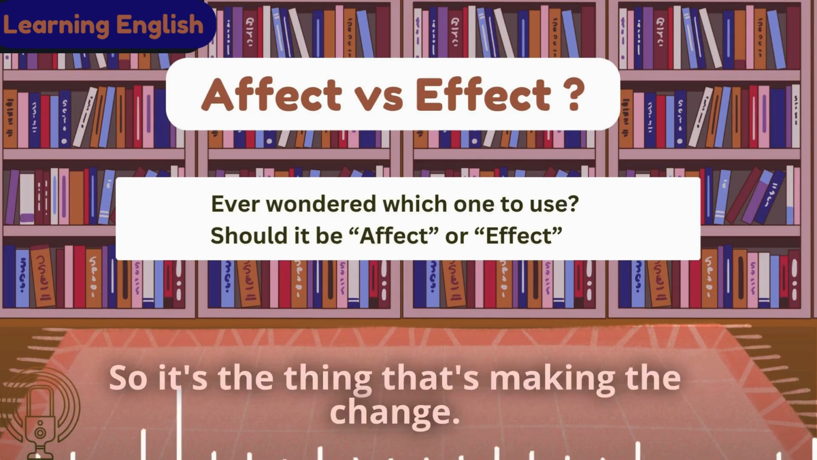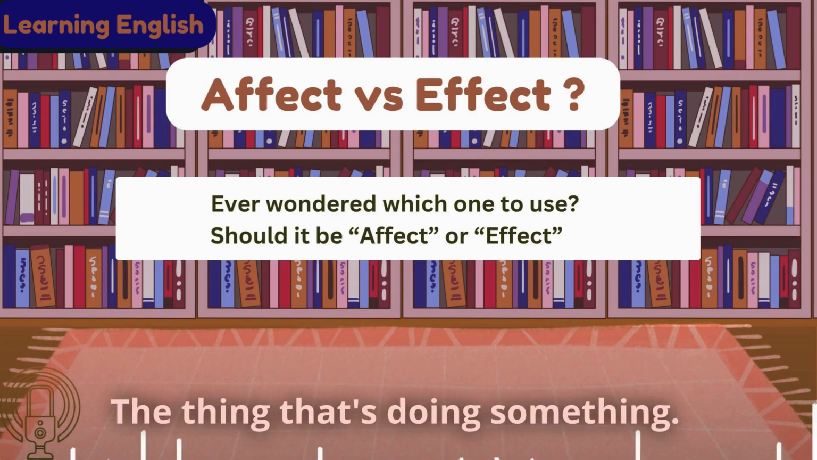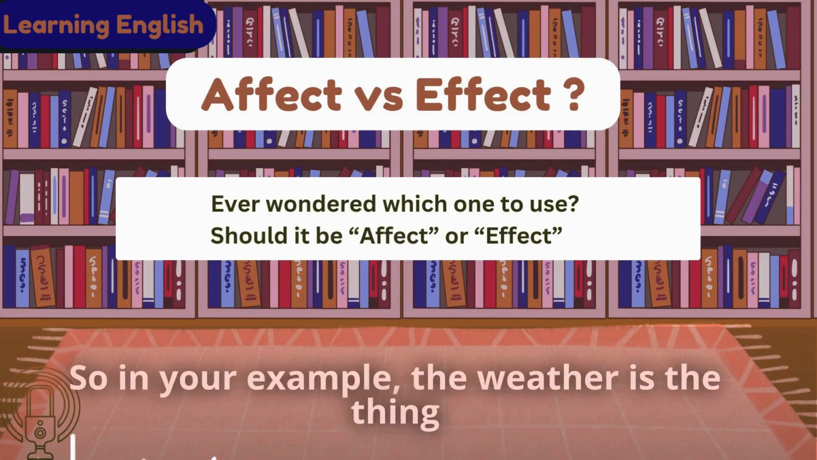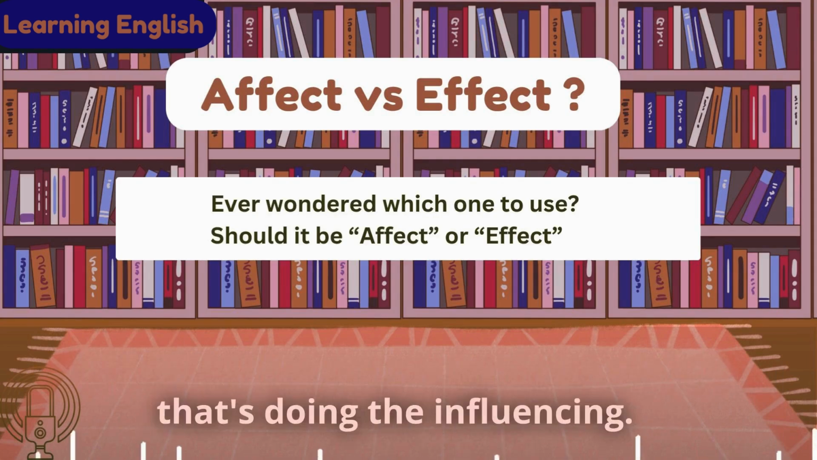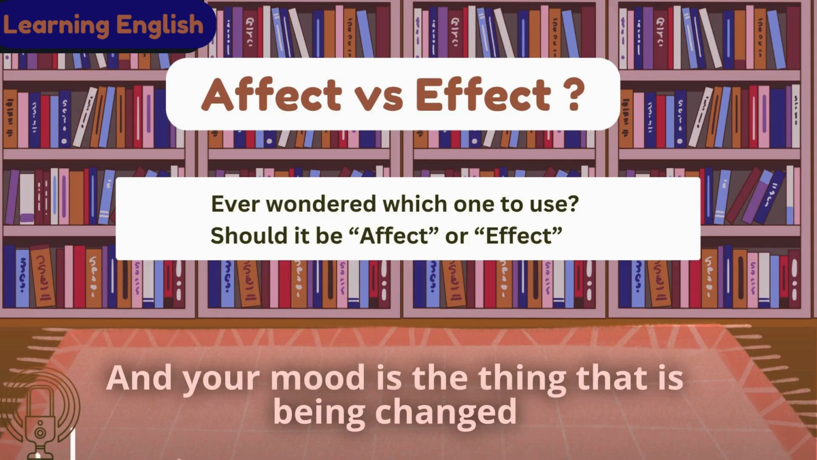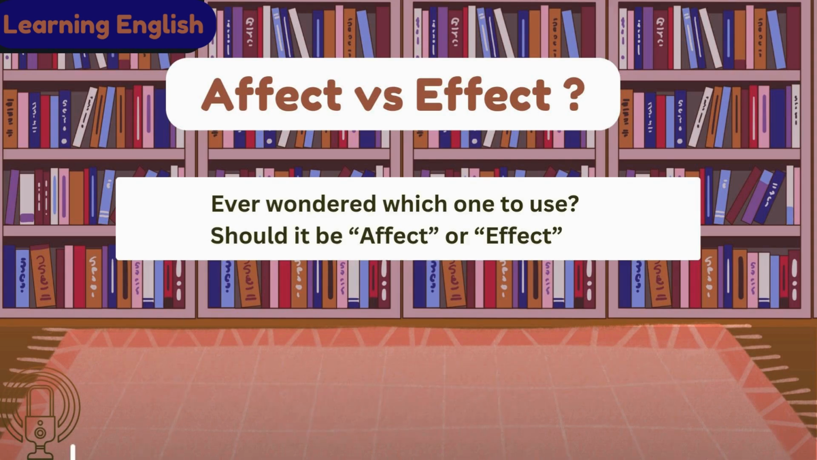So it's the thing that's making the change, the thing that's doing something. Right. So in your example, the weather is the thing that's doing the influencing. And your mood is the thing that is being changed or influenced. Okay, I think I got it.